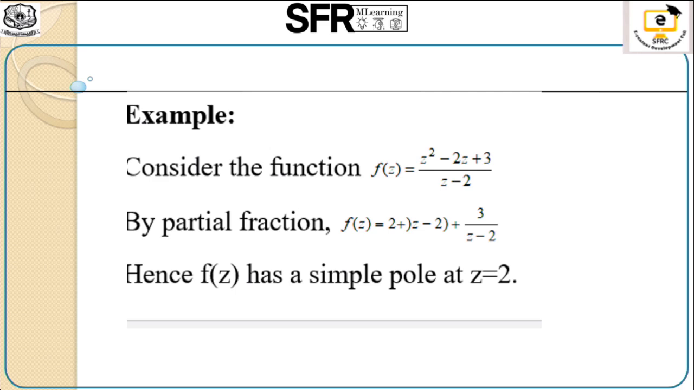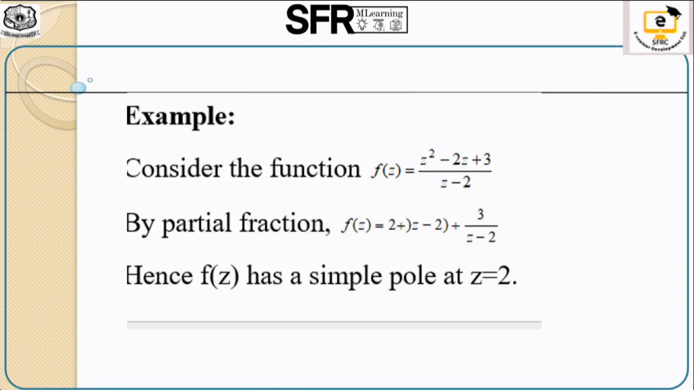Here is another example. f of z is equal to (z square minus 2z plus 3) by (z minus 2). Of course, here the singularity is z equal to 2, and when you rearrange the terms, the principal part has finite terms only, so it is also a simple pole.